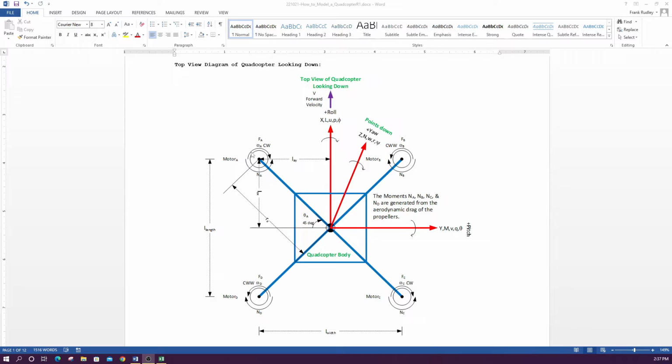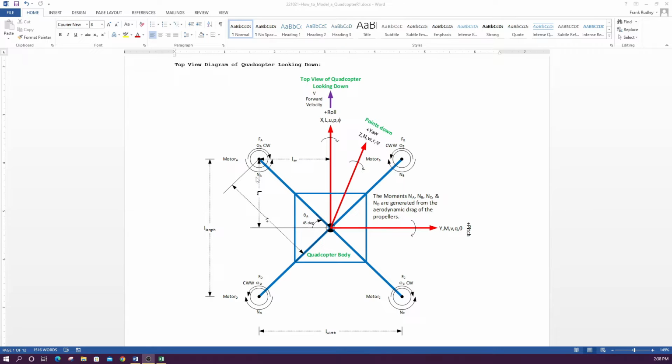Motor A's propeller spins at angular velocity omega A, motor B's propeller spins at angular velocity omega B, motor C's propeller spins at angular velocity omega C, and motor D spins its propeller at omega D. So there are basically four forces: force A, B, C, and D. These are the thrusts coming out of the propellers. So that's what the forces are.